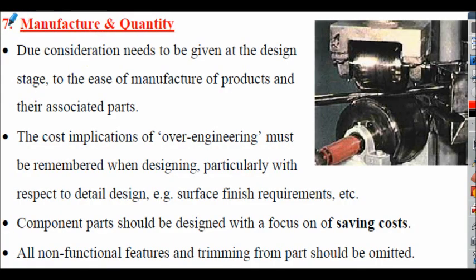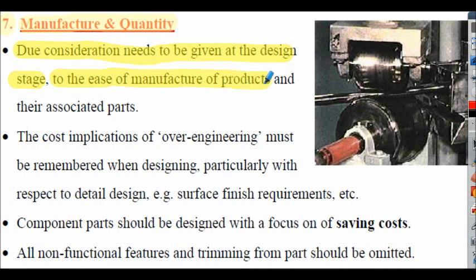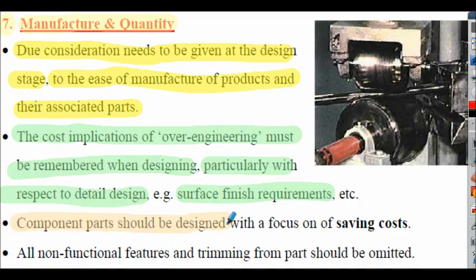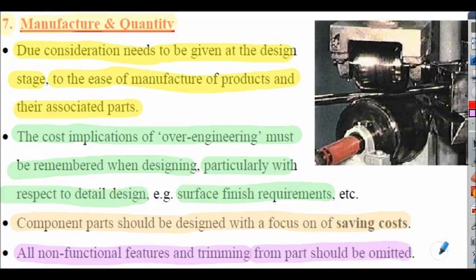Item 7 in our listing is manufacturing quantity. Due consideration needs to be given at the design stage as to the ease of manufacture of products and their associated parts. The cost implications of over-engineering must be remembered when designing, particularly with respect to detailed design. For example, don't over-specify surface finish requirements, surface treatments, etc. Component parts should be designed with a focus on saving costs, and all non-functional features and any excessive trimming from the part should be omitted, again in an attempt to save manufacturing costs.